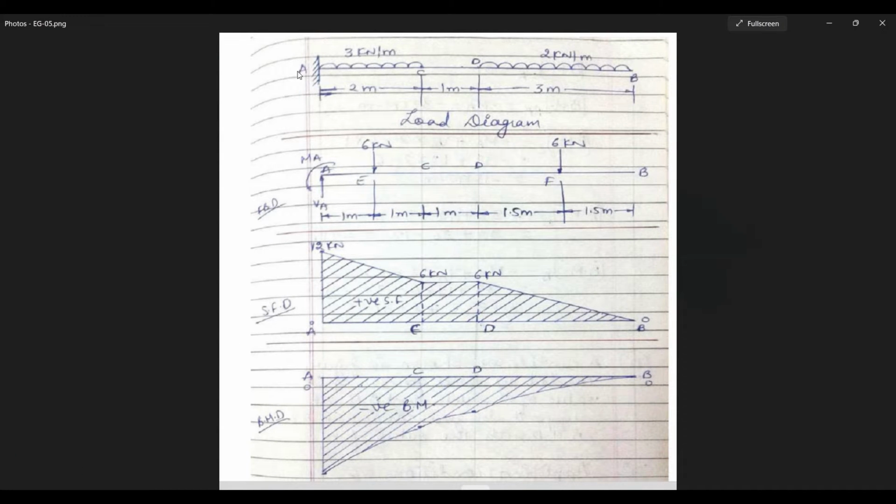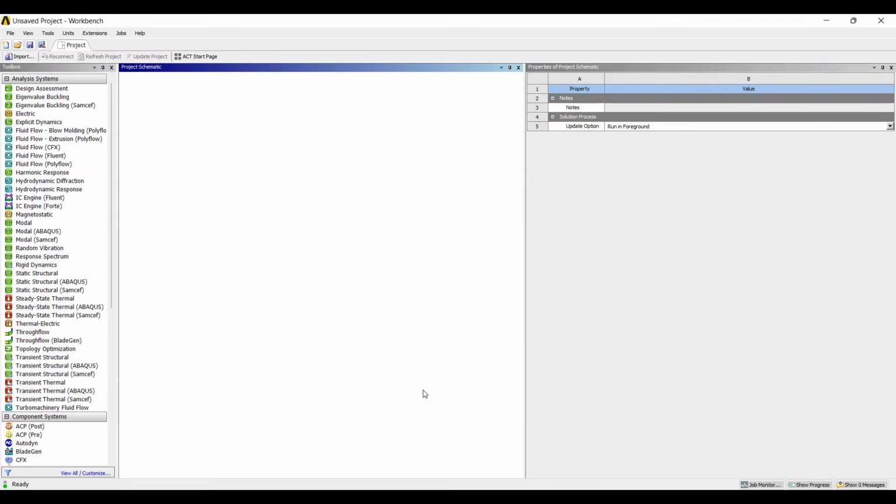AB is a cantilever beam. On the A to C portion, you can see there is a UDL, and on the D to B portion, again there is a UDL. The beam is divided into three parts: AC, CD, and DB, and we can accordingly draw the geometry and solve it. At end A, there is a fixed support. So now let's get started with ANSYS and find the solution and compare them.